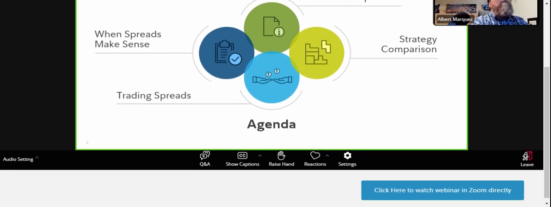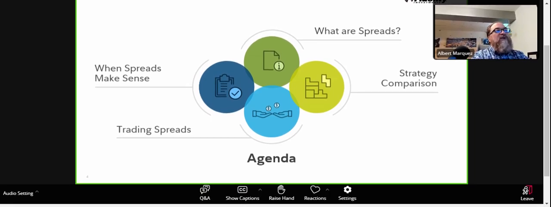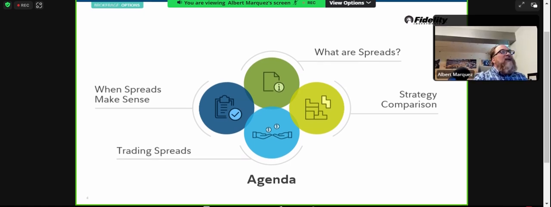Before you do that, just a show of hands, how many people here have actually traded a spread before, whether it be a credit or a debit spread for that matter? Okay, good. So seeing a few hands.